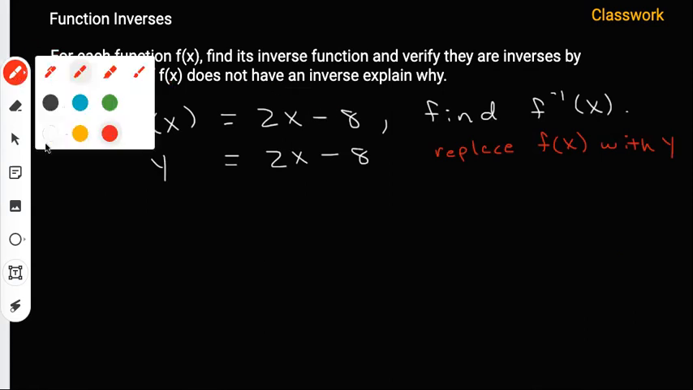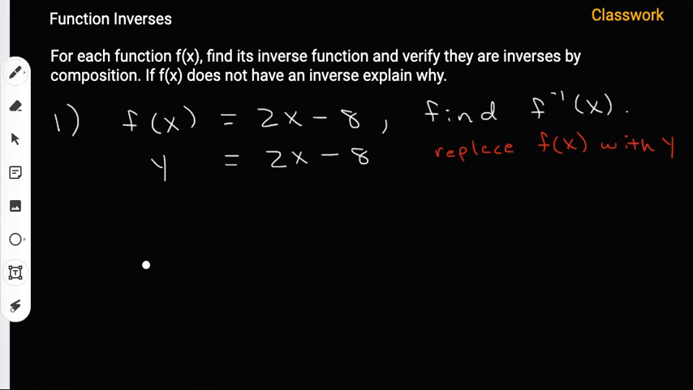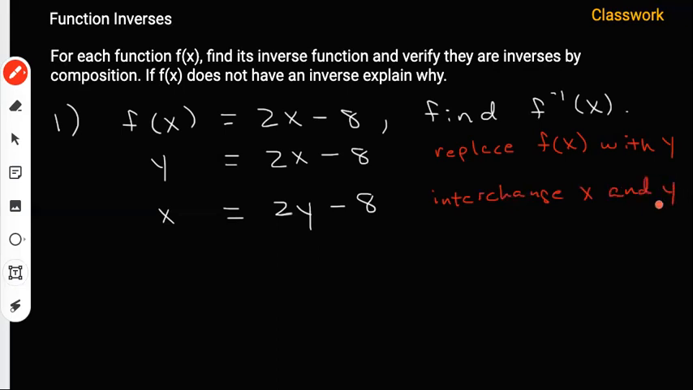The next thing that we're going to do is we're going to interchange x and y. So what that means is everywhere you see a y, you're going to change it to an x, right? And everywhere you see an x, you're going to change that to a y. Get it? So this x is going to become a y, but everything else is going to remain the same. So you're still going to have that 2 out in front of the y, and you're still going to have that minus 8. So what did we do? We interchanged x and y. That just means we switched them.